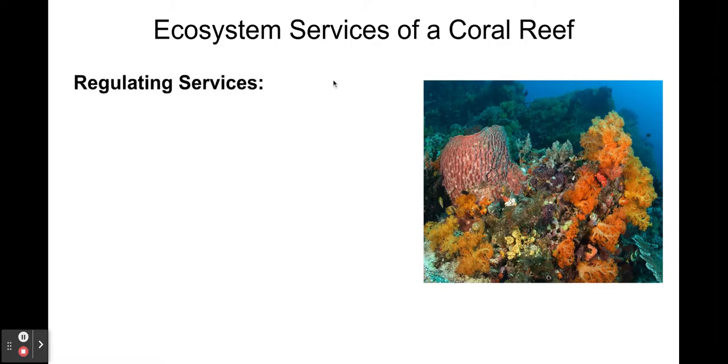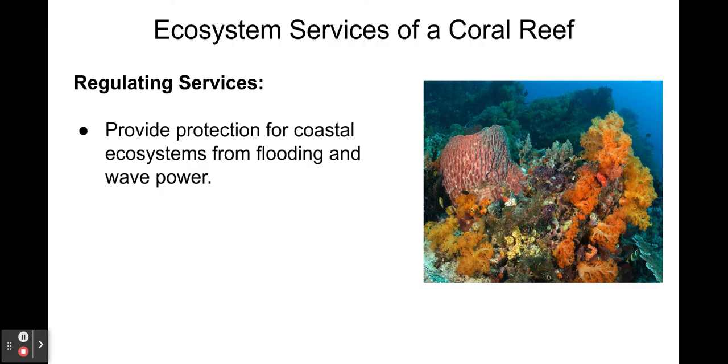Our next category, regulating services. This is keeping the environment stable, livable, preventing damage from natural disasters. Coral reefs provide protection for coastal ecosystems from flooding and wave power or wave erosion. I want you to picture the fabulous movie Moana and how when Moana ventures beyond the reef, all of a sudden she encounters massive oceanic waves. And those massive waves disappear at the reef line because they actually hit the physical structure of the reef and their kinetic energy gets dissipated amongst the structure of the coral reef, lessening the height and power of the waves and preventing the coastal communities from flooding and from erosion.